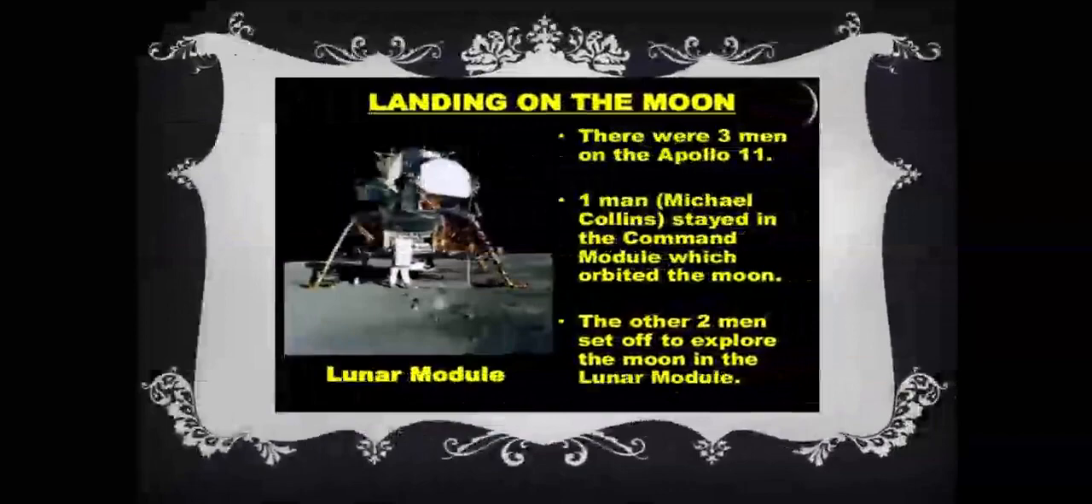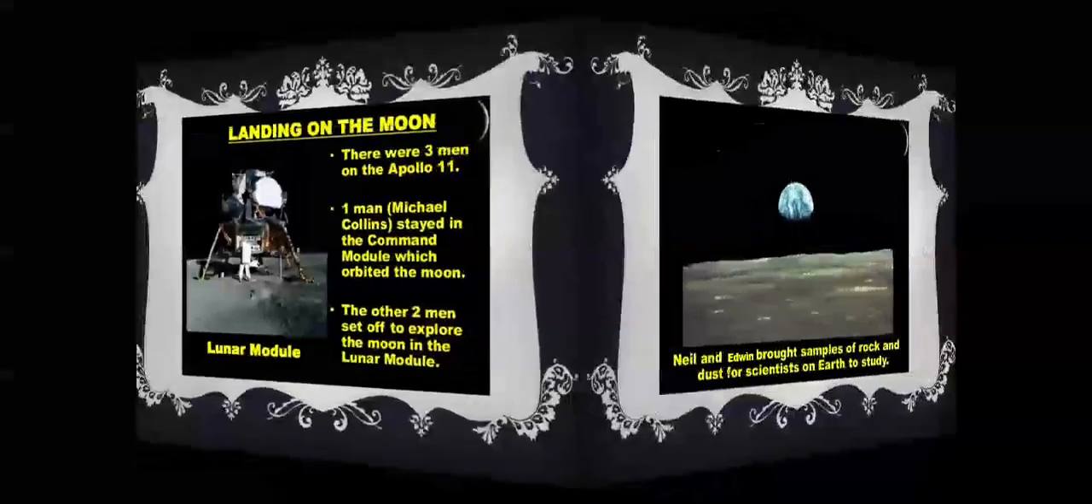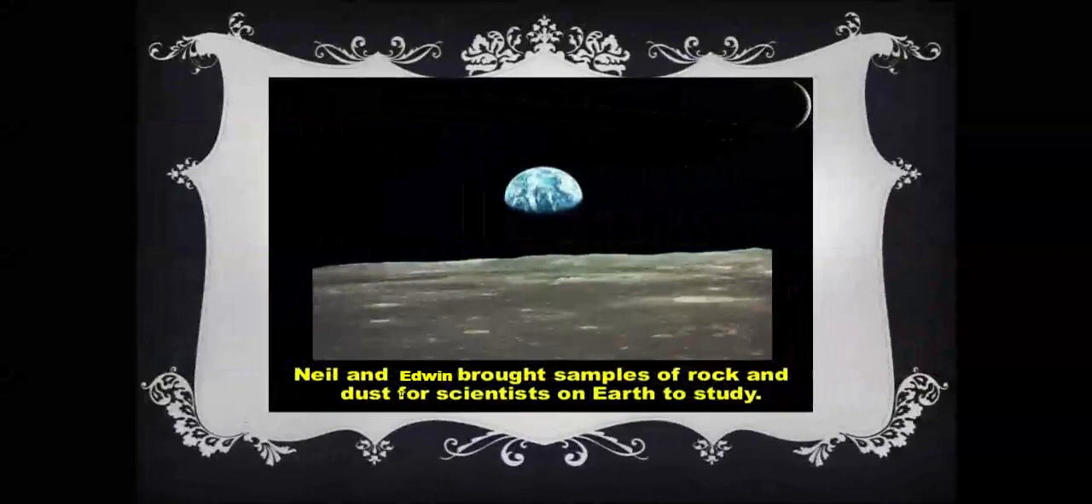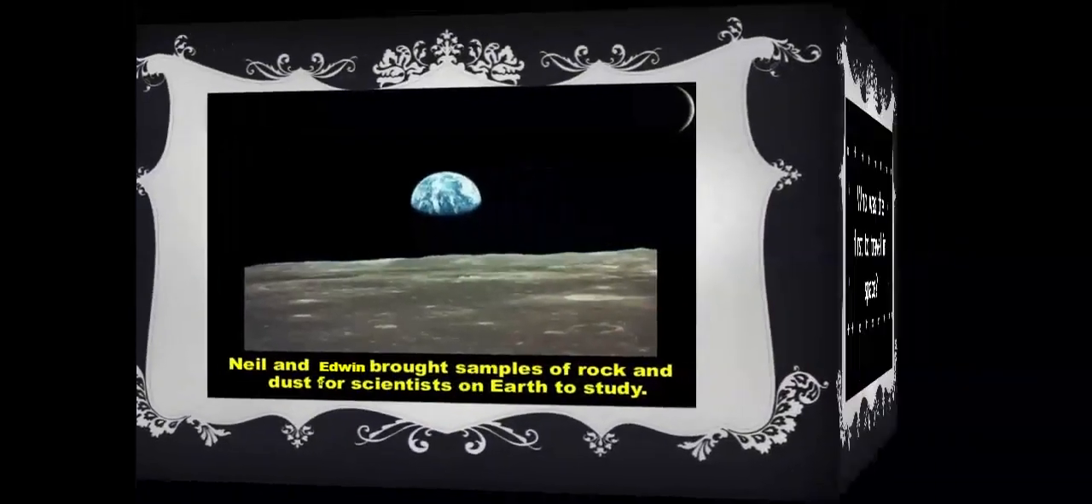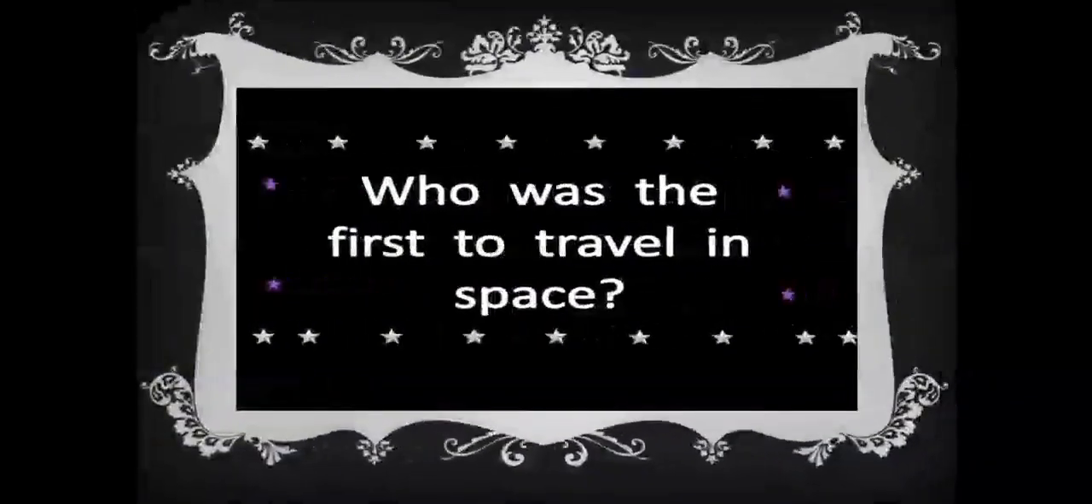So Michael Collins stayed in the command module which orbited the moon, whereas Neil Armstrong and Edwin Aldrin stepped out and they brought rock samples and soil to the earth. And the scientists got a lot of information about the moon from these samples. Children, this landing on the moon was followed by many more successful missions to the moon. So that's all about the first mission to the moon, children.